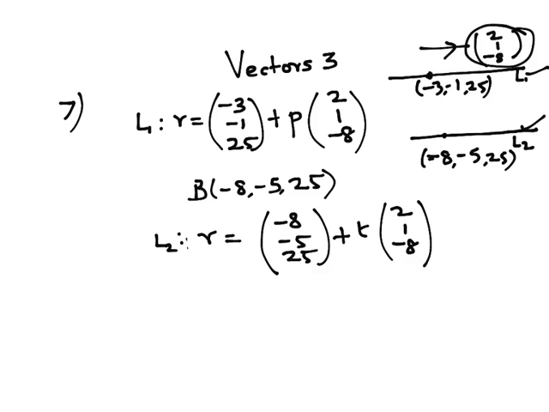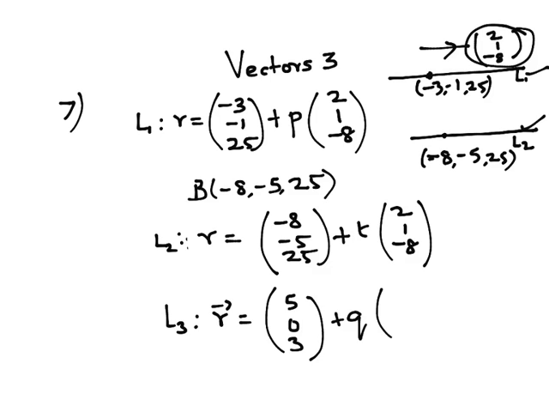A third line L3 is perpendicular to L1 and is given by R equal to 5, 0, 3 plus Q times -7, -2 and K. So this is the equation of the third line, and it is given that L1 and L3 are perpendicular to each other. You need to show that the value of K is -2.